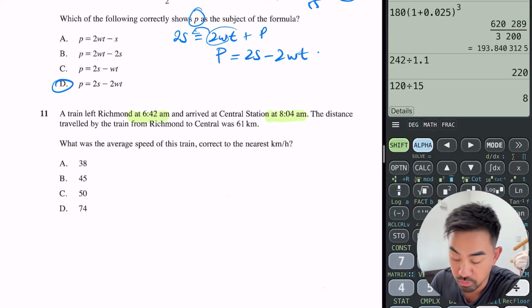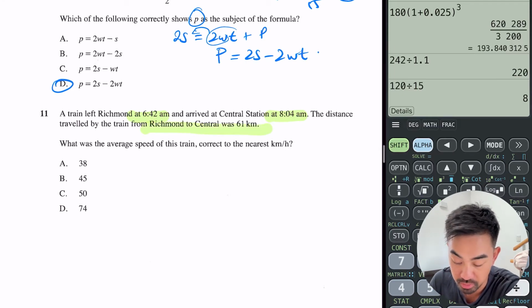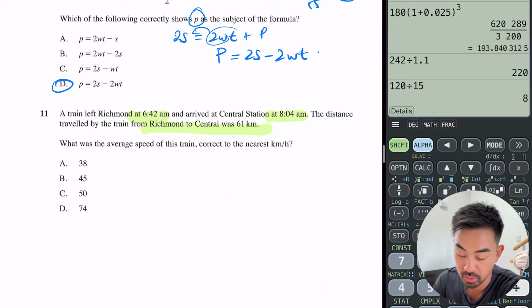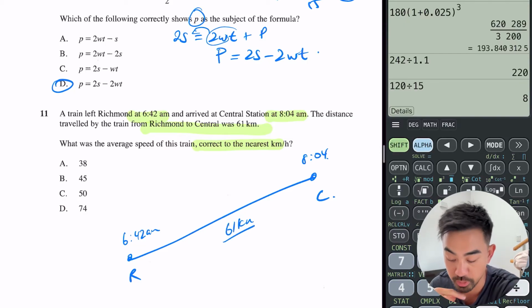A train left Richmond at 6:42 a.m. and arrived at Central at 8:04. The distance travelled by the train from Richmond to Central was 61 kilometres. What was the average speed of the train correct to the nearest kilometre per hour? All right, so we're going from Richmond to Central like this. At Richmond at 6:42 a.m. and we get there at 8:04. And we know the distance is 61 kilometres. We're trying to work out the kilometres per hour.